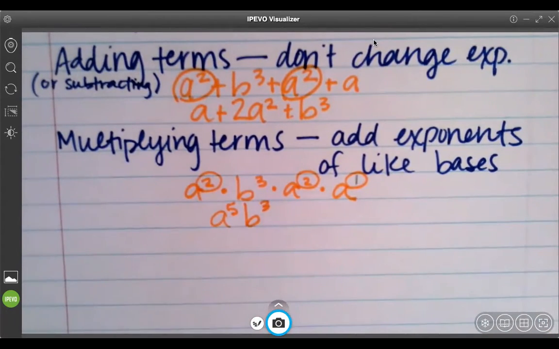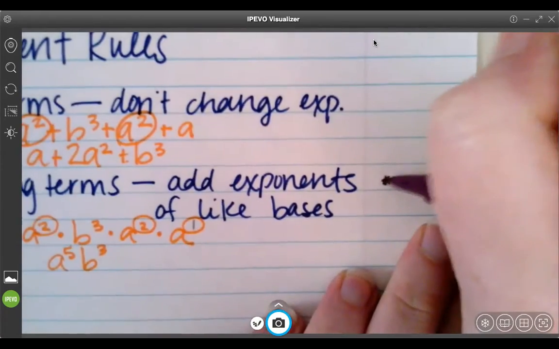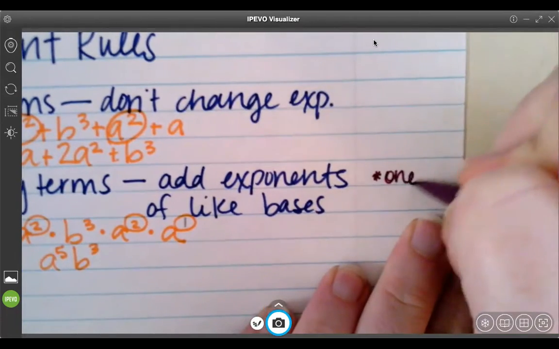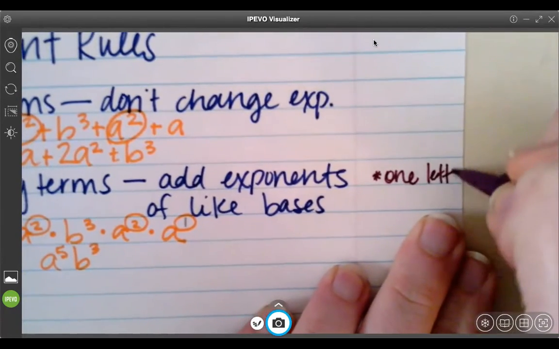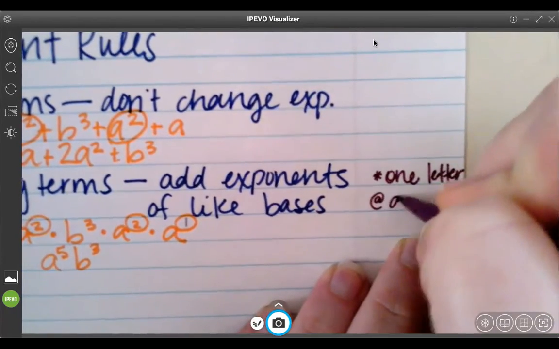It's helpful when you're multiplying terms to just do one letter at a time. So know that when you're multiplying, you're going to go down and get all the a's simplified first, and then get all of the b's simplified second, and then all of the c's simplified third. So as kind of a tip, we're going to put over here one letter at a time.